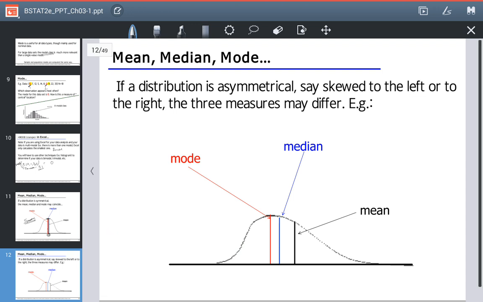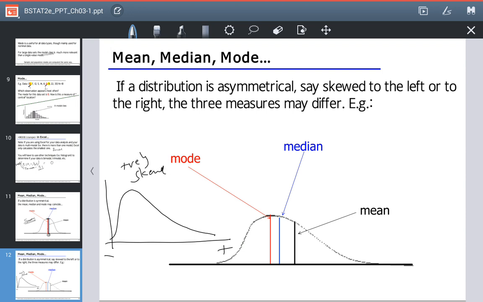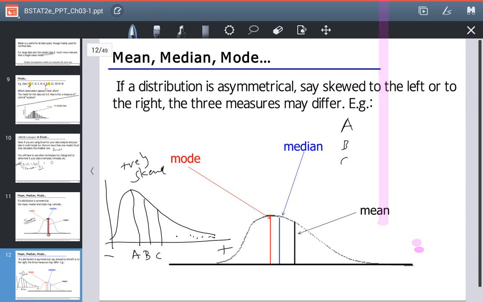But what if the distribution is skewed, like let's say this? The first thing that you have to find out is what kind of skew this is. So this is negative, this is positive. So this is the positively skewed distribution. Now we argued that mean is affected by the outliers. So there are some outliers, there are some values here. So if I tell you these 3 values, let's call them A, B, and C, which one do you think is the mean, which one do you think is the mode, and which one do you think is the median?